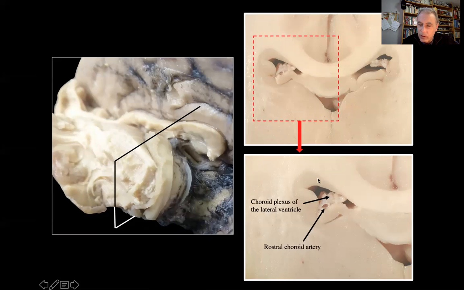When we focus on the lateral ventricle, we see the tail of the caudate nucleus and the choroid plexuses of the lateral ventricle with a big artery, the rostral choroid artery, a branch of the beginning of the caudal communicating artery or at the beginning of the middle cerebral artery. It depends, okay?